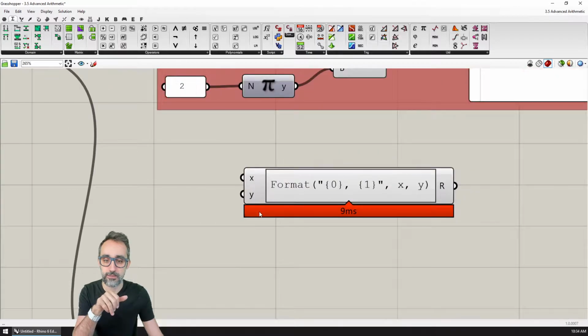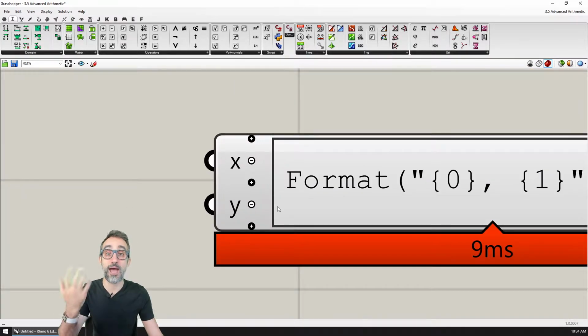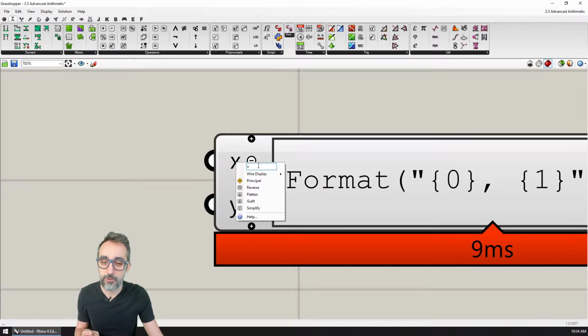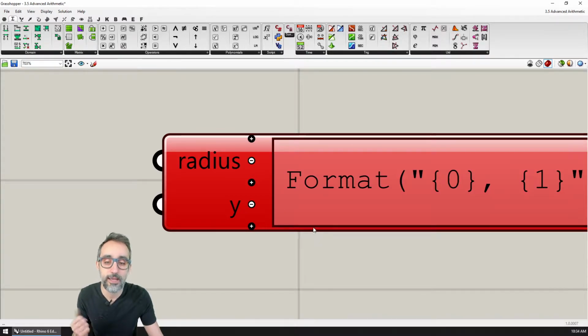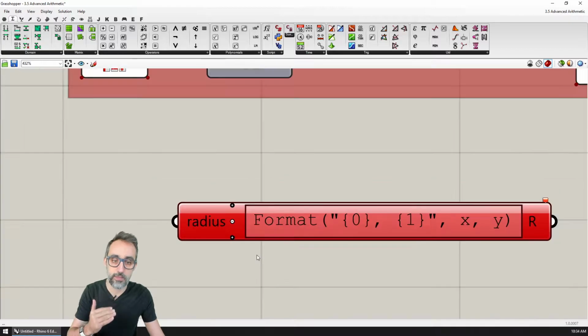So what I can do is zoom in on the component, and you can see that as I zoom in on the input parameters, these icons pop up that allow me to add or remove inputs to the component. So I'm going to right click on this one and change the value of x, and I'm just going to type here radius, so that my variable is called radius, or it could be called r. And then I'm going to remove the y because I don't need it. I just need radius as the input.